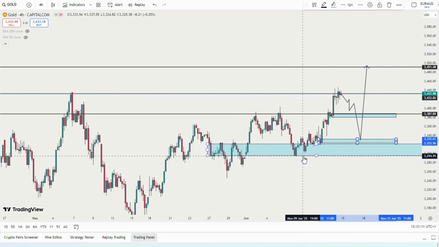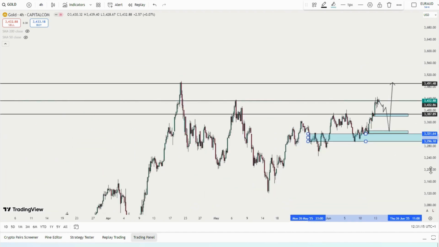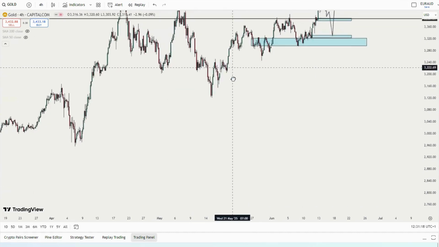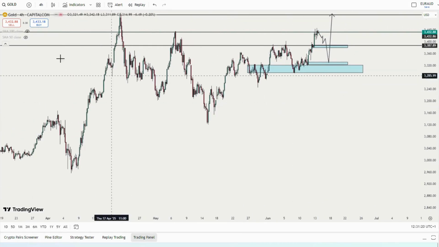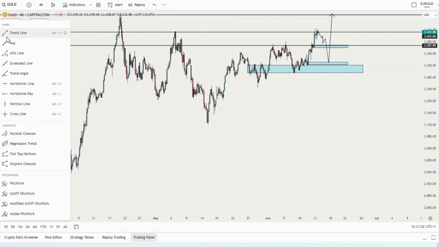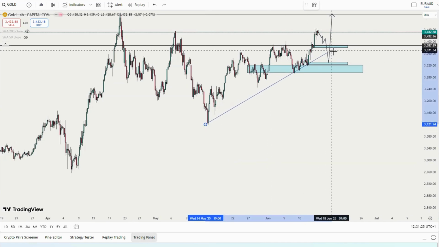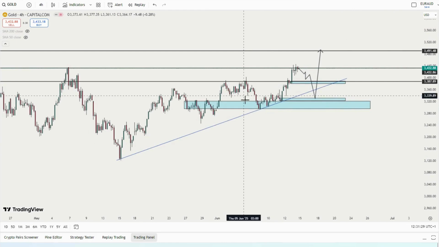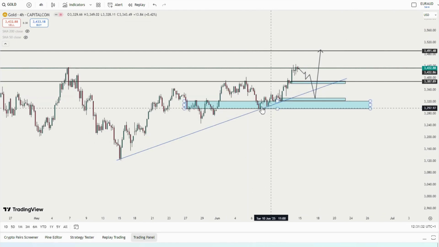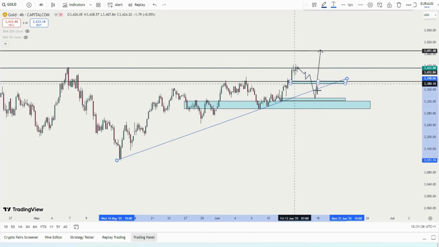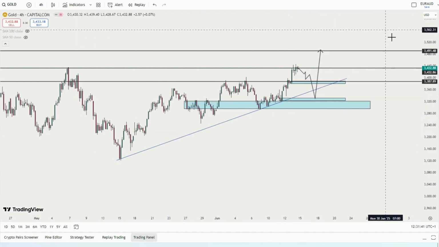But if price breaks this low, that's 3294, then probably another thing has happened, and you might be looking for a sell setup on gold. Because if you look at this area, you see that somehow we are still on point at this particular area. So price might just invalidate this trend line and then use this as support, and then it will continue to go to the upside.